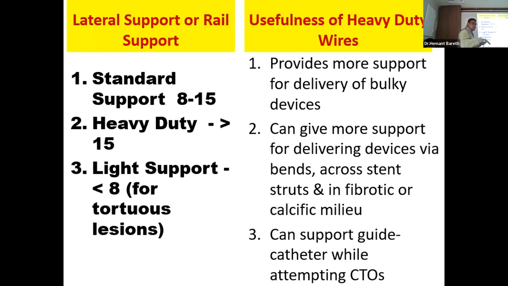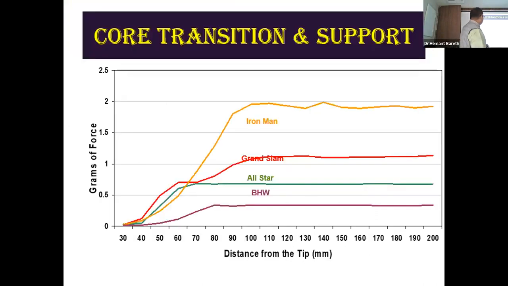For tortuous lesions, naturally you require the wire to bend again and again, so you require a light support wire. For calcific lesions, you might require a heavy duty wire. What is useful about a heavy duty wire is that you can deliver bulky devices over it. It can give more support even through stent struts or highly fibrotic or calcific lesions. And naturally, it can be useful when you are doing CTOs because you require more pushability and more support.